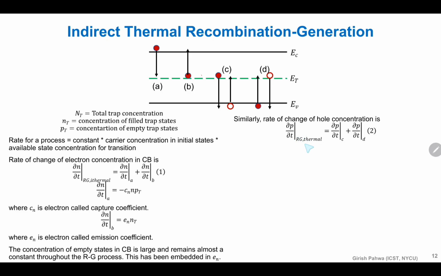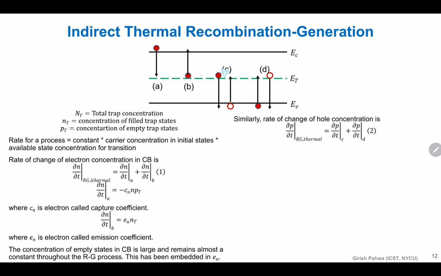Rg means recombination generation process. I thermal means, okay, so there has to be an I here. I thermal means indirect thermal recombination. So the net rate of change of hole concentration is equal to del P by del T due to C plus del P by del T due to D.